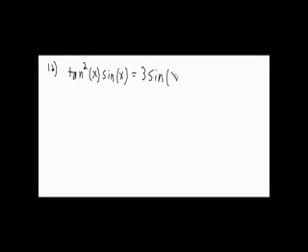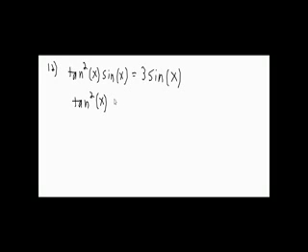This is number 12. Come on, pencil. Number 12 is tangent squared x sine x is equal to 3 sine x. Now, a lot of kids divide it by sine of x here, and you cannot do that because then you're dividing by a variable, and you're never allowed to cancel out a variable with division. If you can cancel out a variable by division, just move it over and factor it out. Here's what I mean by that.